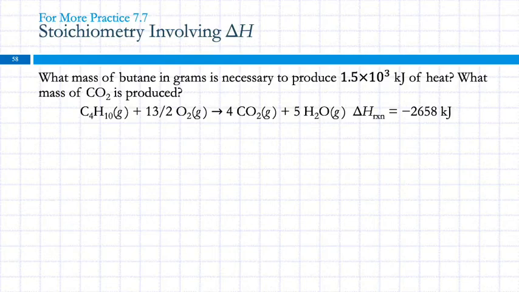Let's do it without the answer showing. What mass of butane in grams is necessary to produce 1.5 times 10 to the third kilojoules of heat? And what mass of CO2 is produced?